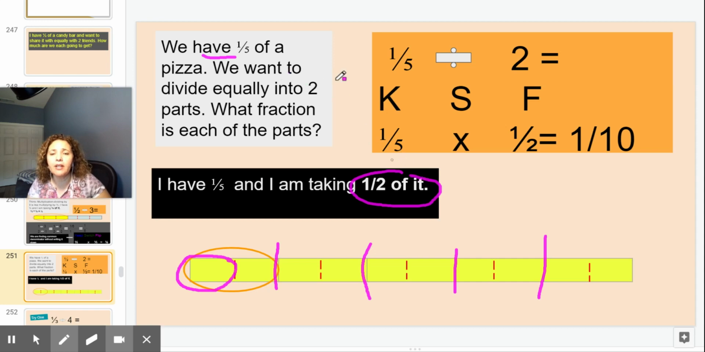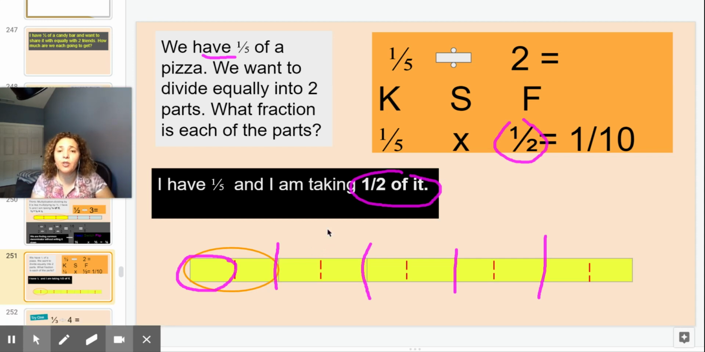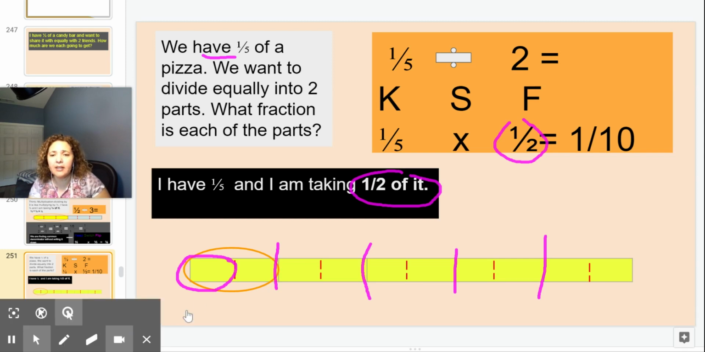You can think of it as multiplication when we do the keep, switch, flip. We have a fifth. I keep that, I switch the sign, and I multiply by 1/2 because if you think about the inverse of 2, it's 1/2. So it's the same as saying that I'm taking a half of it, because I'm splitting it in 2. So does it work? Let's see. 1 times 1 is 1. 5 times 2 is 10. I get 1/10. Did I get 1/10 here?